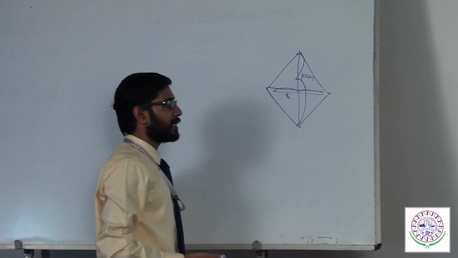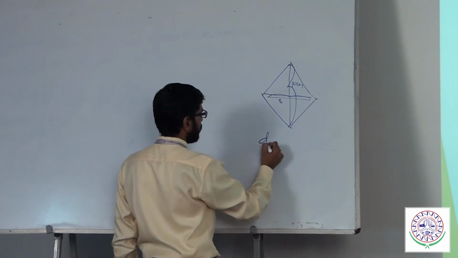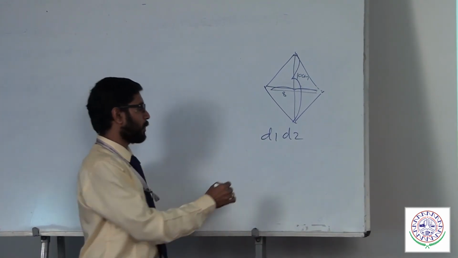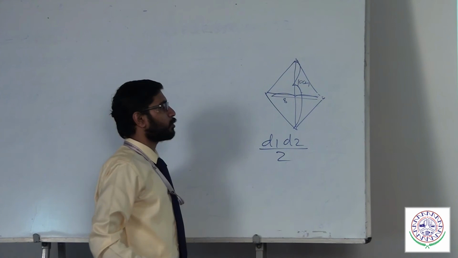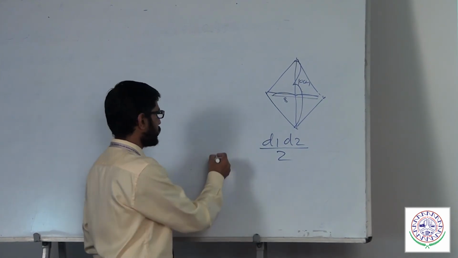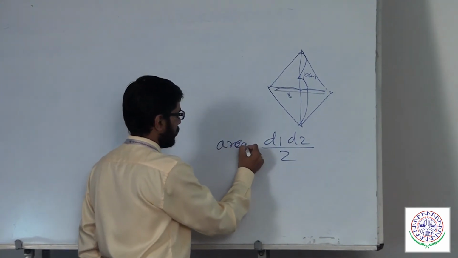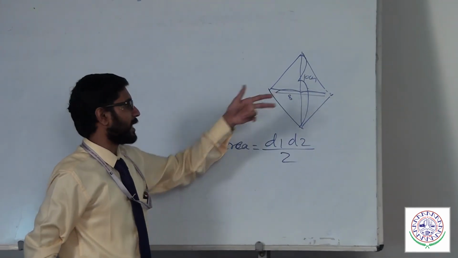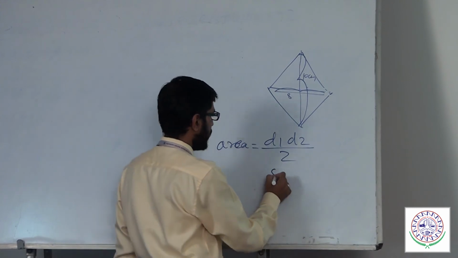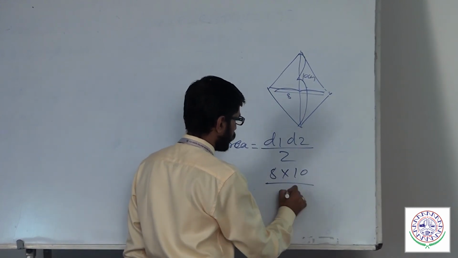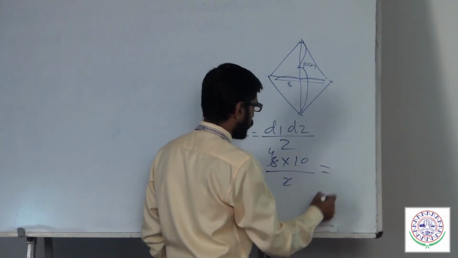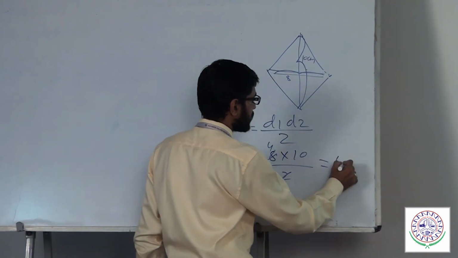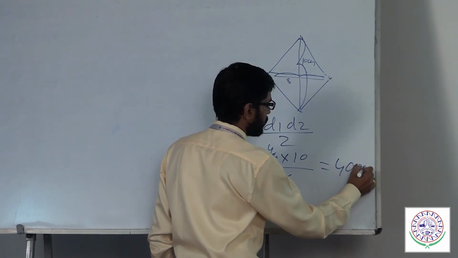If we know the diagonals, the formula will be d1 into d2 divided by 2. This is the formula to calculate the area of the rhombus, where d1 and d2 are nothing but the two diagonals. If you substitute the values, that is 8 into 10 divided by 2, 2 fours are 8, so 40. No need to actually calculate it, orally you can do it. So the answer will be 40 square centimeters.